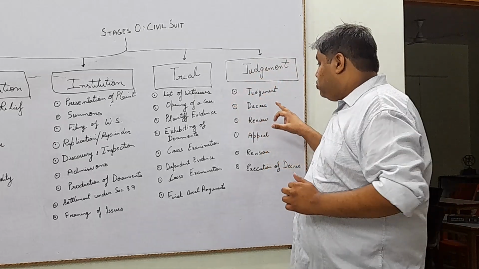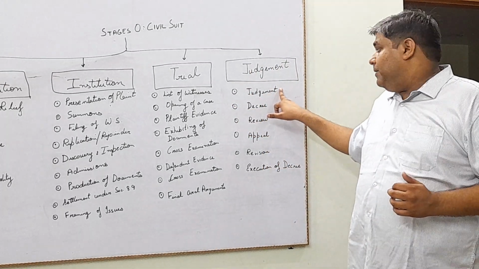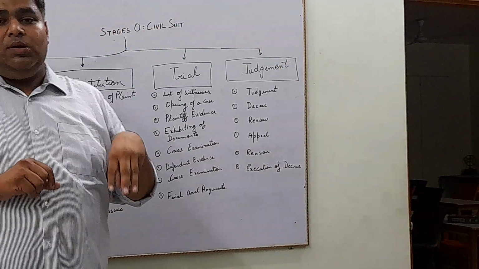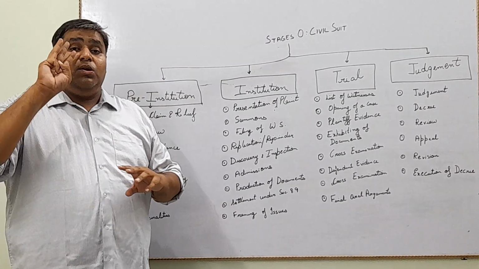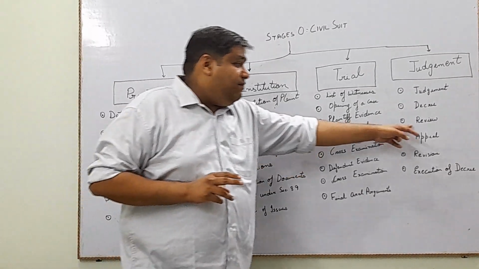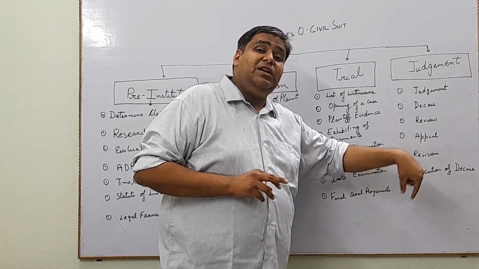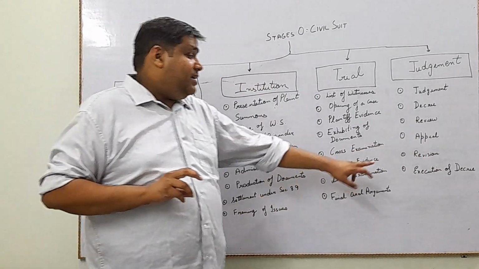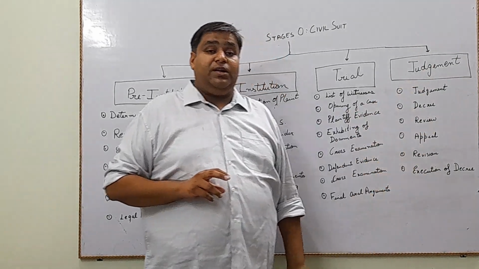Once the judgment is passed, there are certain timelines which have been provided. You can file an appeal in the district court within 30 days, in the high court within 90 days, review within 30 days, and then revision also. Revision under CPC is only with the high court, and that is for 90 days. And after that, you can go for execution of a decree.